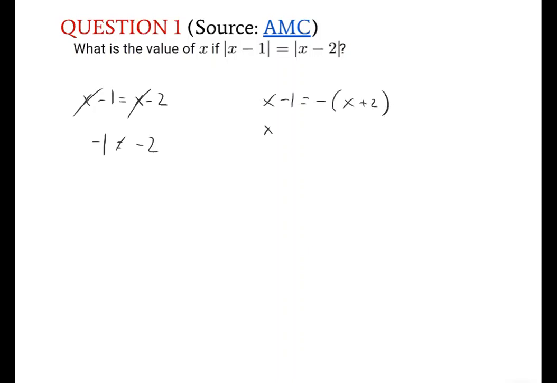This comes out with negative x plus 2. And if we solve for x, we'll find that 2x equals 3, and x is equal to 3 over 2.